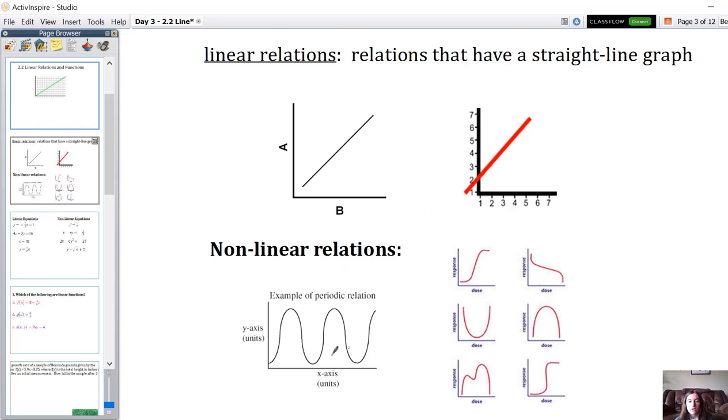Some examples of graphs that are not linear are ones that have a bunch of curves in them, just one curve, they do this sort of S shape, might be an upside down curve. Anything that's not a straight line would mean it's not linear.